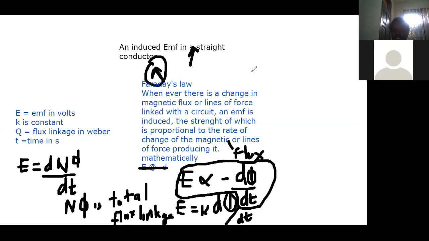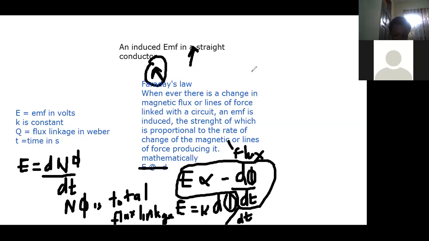Now, the induced current in the sheet arising from the induced EMF is called eddy current. So anywhere we see eddy current, it is the induced current in the sheet, which is a result of the induced electromotive force. The induced current in the sheet arising from the induced EMF is called eddy current. Eddy is spelled E-D-D-Y.